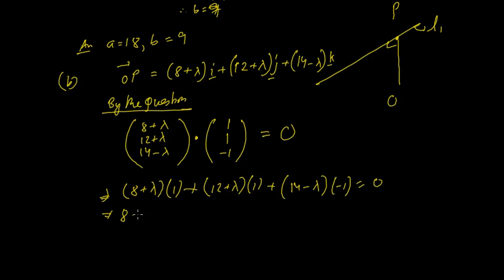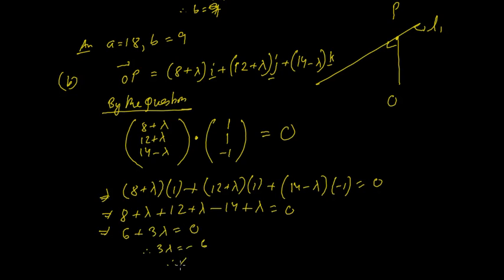So 8 plus lambda plus 12 plus lambda minus 14 plus lambda equals 0. So 8 plus 12 is 20. 20 minus 14 is 6. This is going to be 3 lambda plus 6 equals 0. Therefore 3 lambda equals minus 6. Lambda equals minus 2.